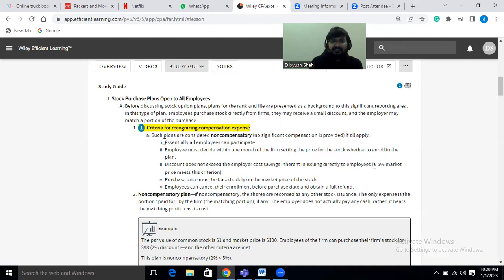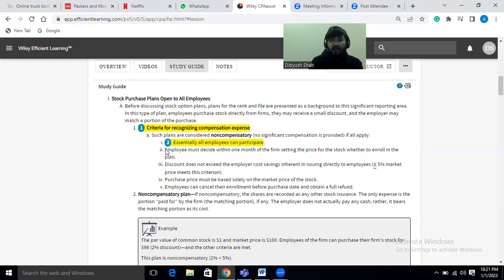So the first condition is essentially that all employees can participate. Everyone can participate. It does not matter whether you are a junior clerk, an in-house counsel, or an in-house accountant. I said in-house accountant because if you are a practicing accountant, an independent public accountant, you won't be awarded this option since you are not an employee of the company, you are their auditor. So what makes the first condition non-compensatory? Because I am giving it to almost everyone at the same price. So there is no discrimination. Everyone gets a share of the cake and they can eat it too if they want to.